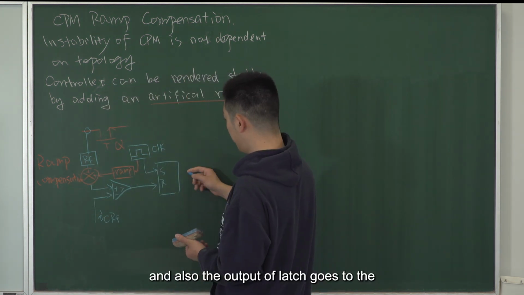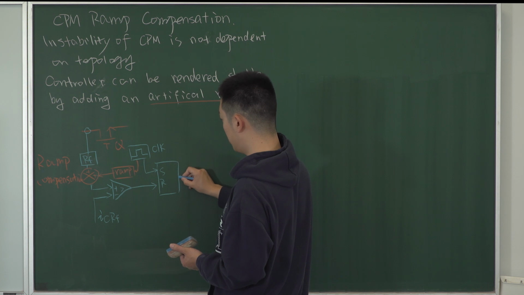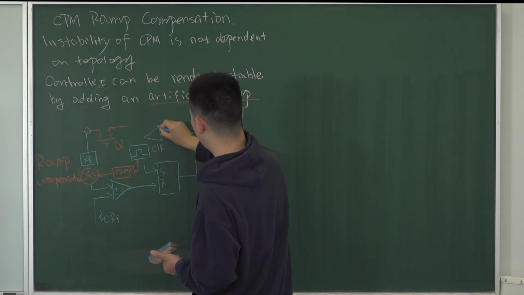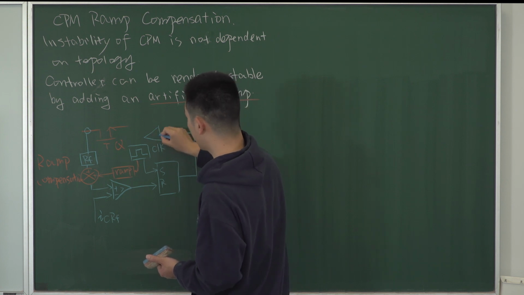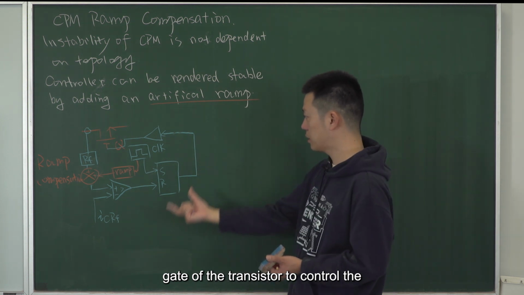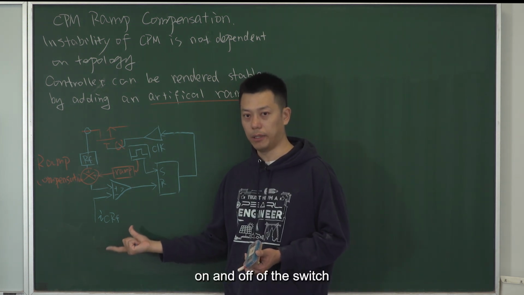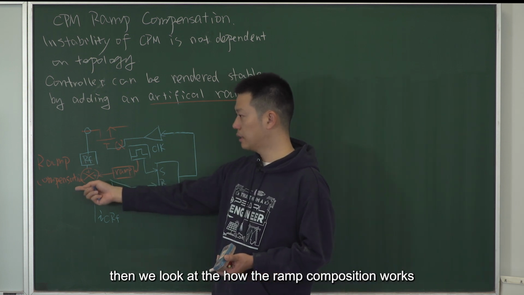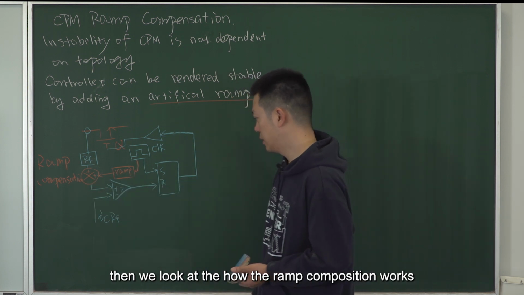And also the output of the latch goes to the gate driver, which generates the driving signal and goes to the gate of the transistor to control the on and off of the switch. Then we look at how the ramp compensation works.